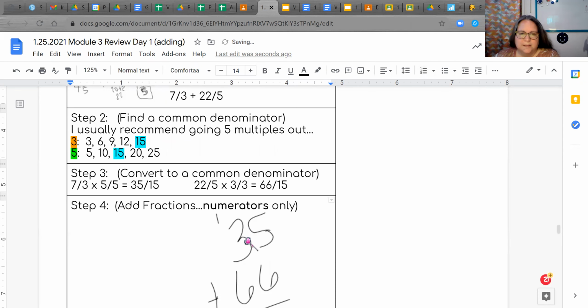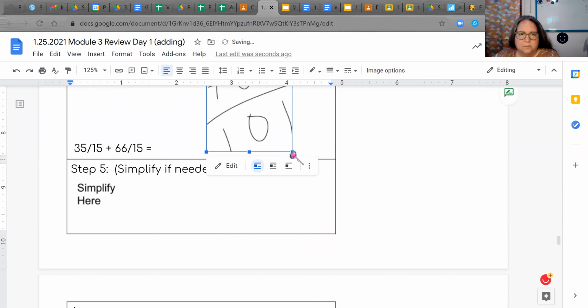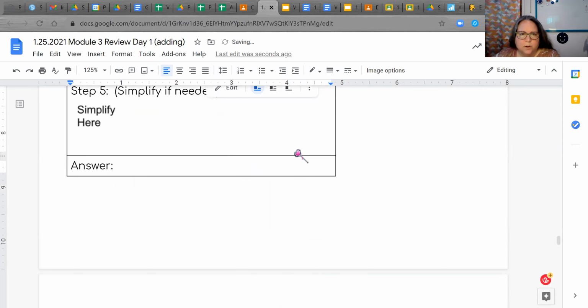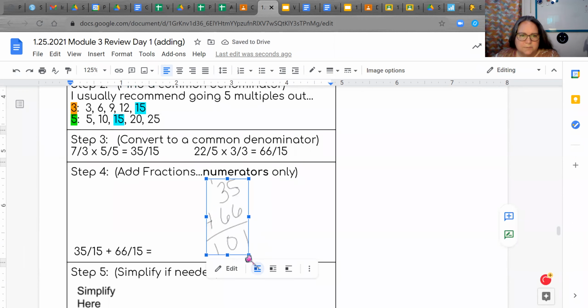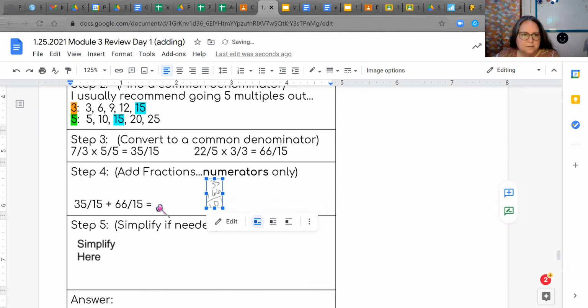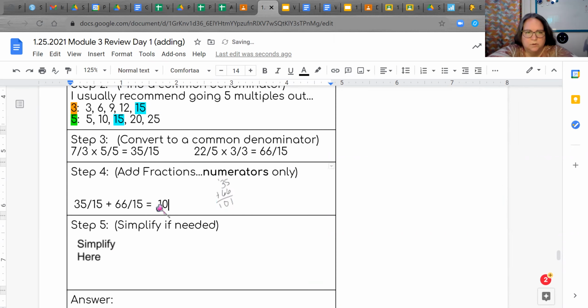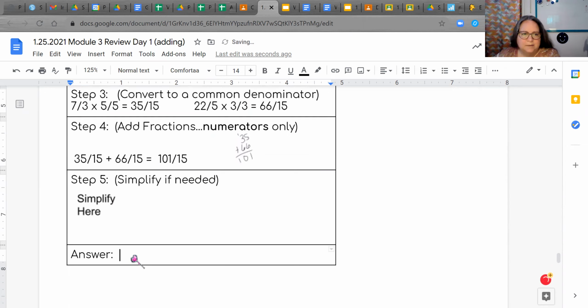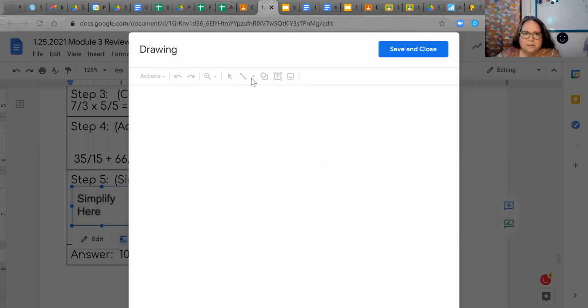All you gotta do is make this a little smaller. Problem is my little thing's not listening. Which equals 101 over 15. Now we're going to take that improper fraction and put it right down here because that's an answer, but we need to see the other answer. So I'm going to go into here and simplify.